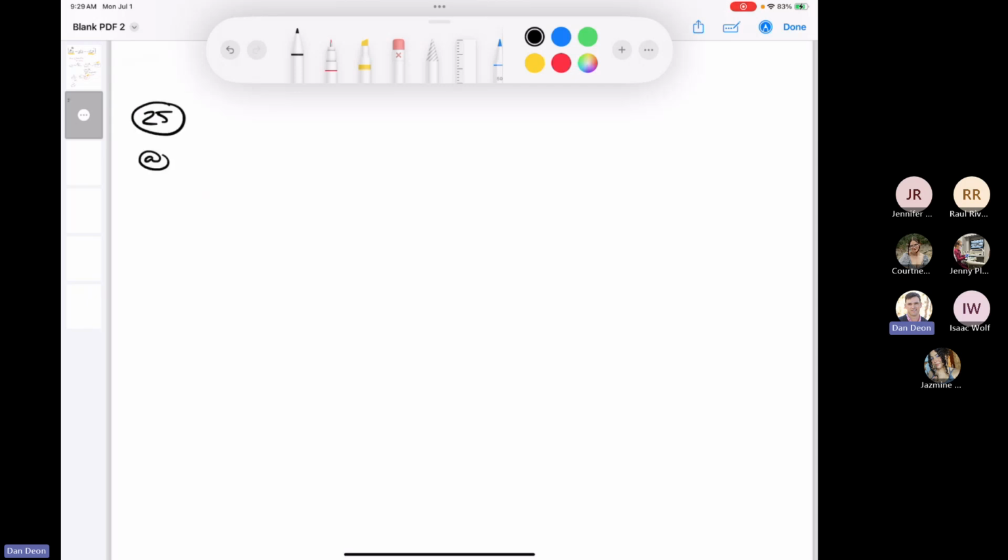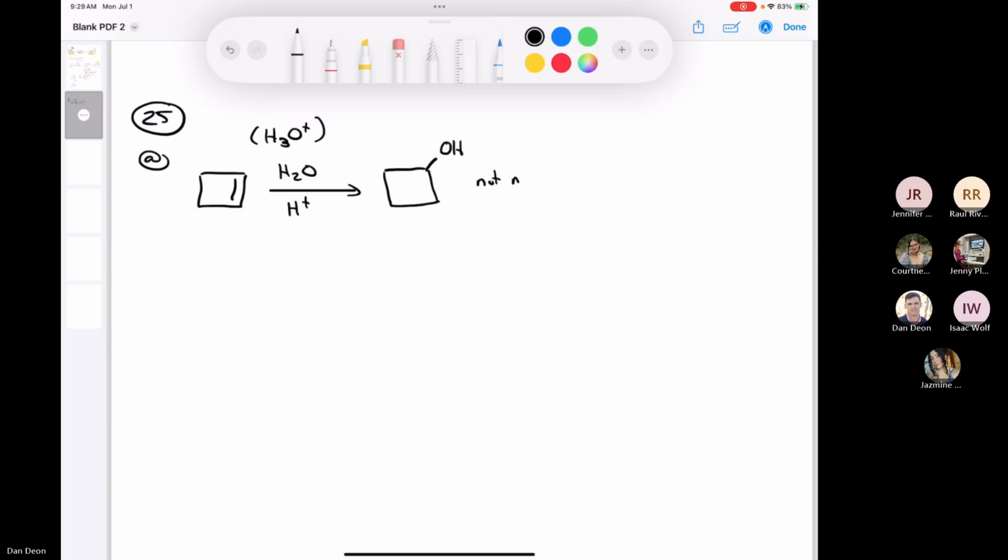And A said we were starting with cyclobutene, right? So you have cyclobutane, so this is cyclobutene. And then it says we're treating it with water and H plus, that's the same thing as saying H3O plus. Now in this case, both carbons that are sp2 hybridized have one hydrogen attached to them, so there's no Markovnikov or anti-Markovnikov. You're just going to get the hydroxyl added to one of them and a hydrogen to the other. So this is not a meso compound. There's no stereocenter in here.